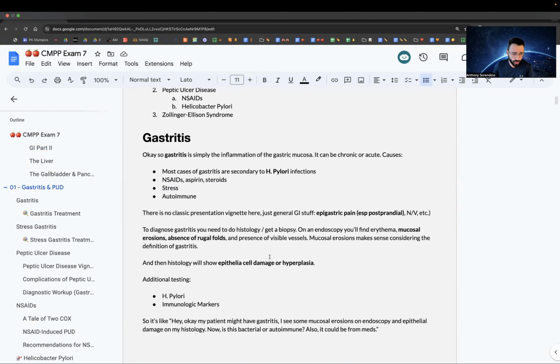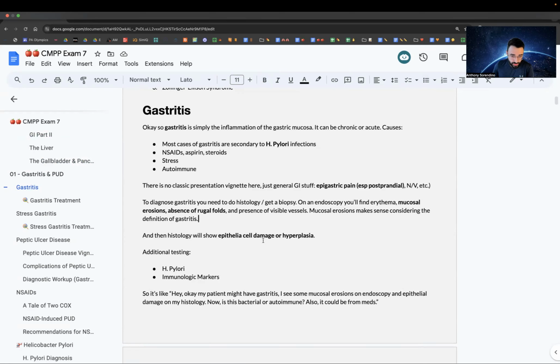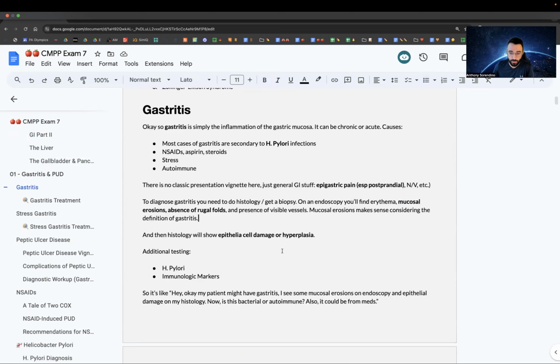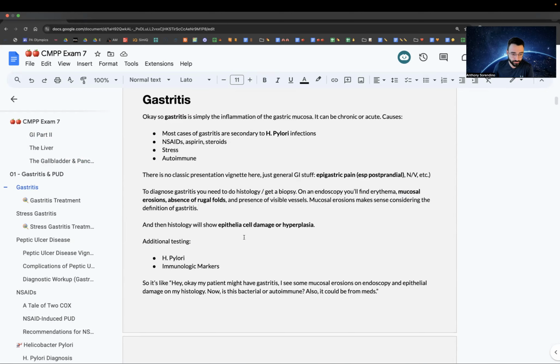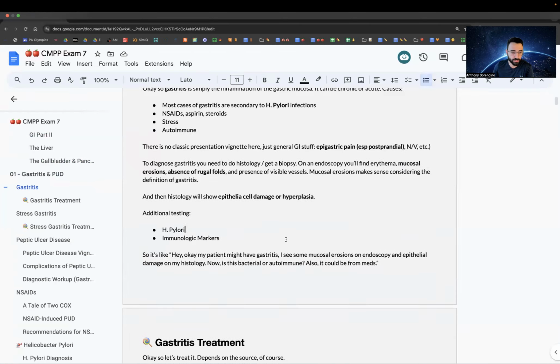All right. So there's no classic presentation for the vignette here. You're going to see epigastric pain, especially after a meal. And the one thing that you need to do to actually diagnose this is histology, get a biopsy. What you'll find are mucosal erosions or an absence of those rugal folds. Because gastritis is the inflammation of the gastric mucosa, seeing those mucosal erosions is what you're going to be looking for there, okay? And then the actual cells, the histology, you'll see epithelial cell damage or hyperplasia, okay?